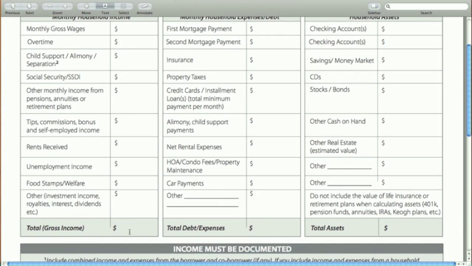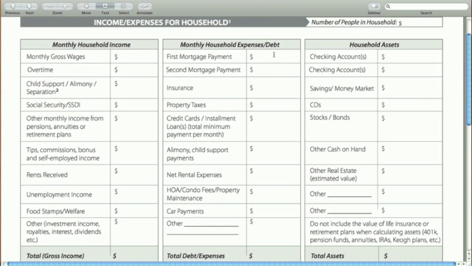Here's your gross income. Here's where you put in this particular area what your mortgage payment is on your first. If you have a second, your insurance. That's why you need that policy, because you'll divide whatever your yearly premium is by 12. Same thing with your property taxes. You're going to divide that by 12.